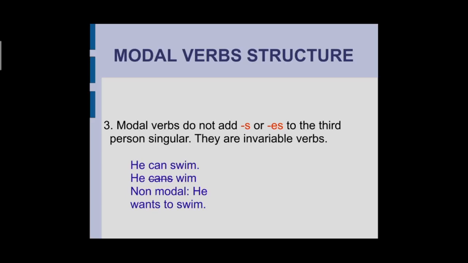So in non-modal, what will it be? It's he wants to swim. Want is a verb. We add s to it and it's a non-modal verb. Wants to swim. Want is not a modal verb, that is why s is added after it. If it is a modal verb like should, then s is not added. That is the difference. Modal verbs will never take es or s.